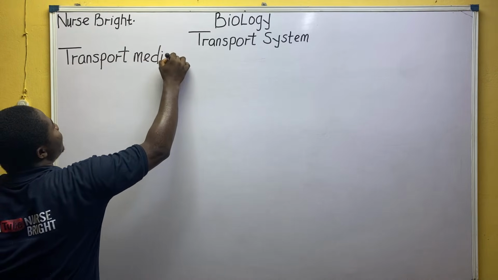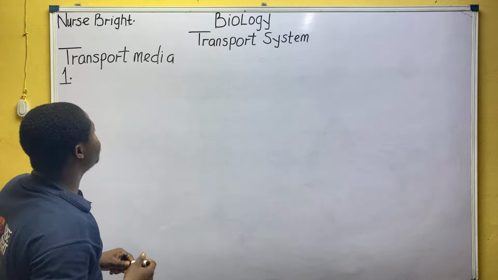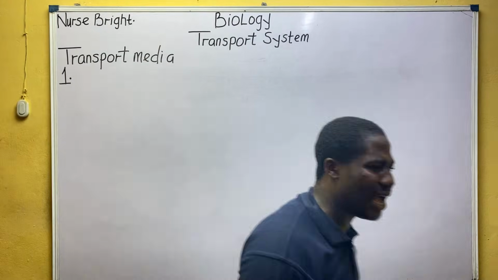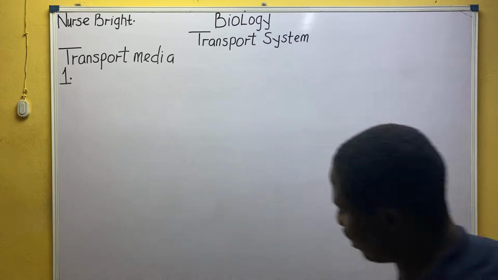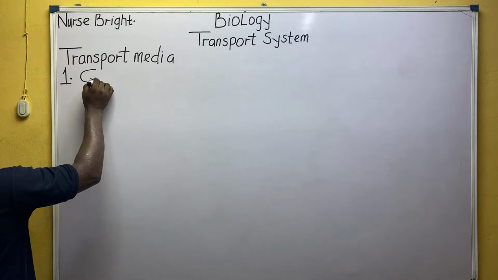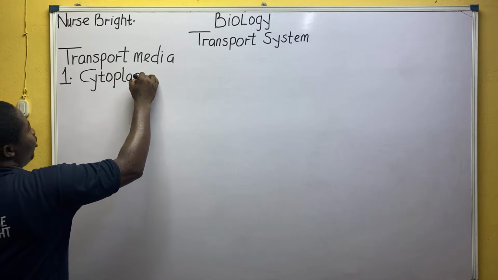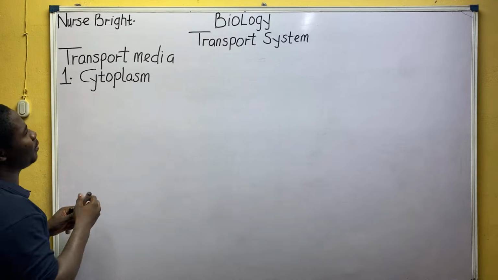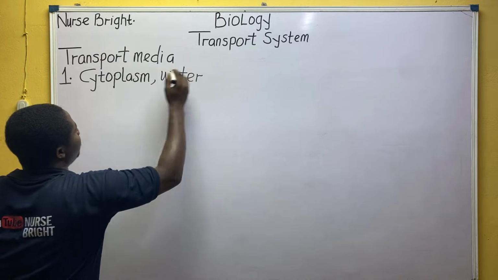One of the transport media we have in the human body, or in other animals. When we talked about the kingdom Animalia, we stressed the vertebrates and the invertebrates. Now, one of the transport media is cytoplasm. This is what transports substances all around the body. Not just cytoplasm, even water. Water is a transport media.